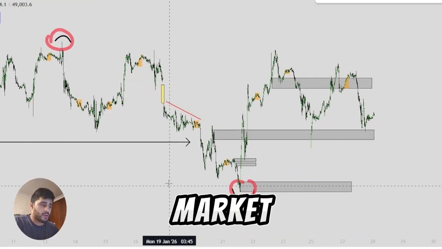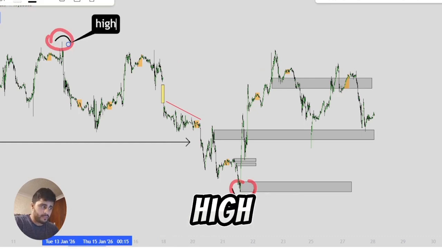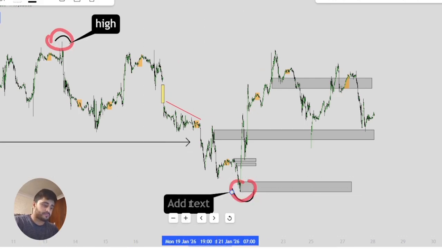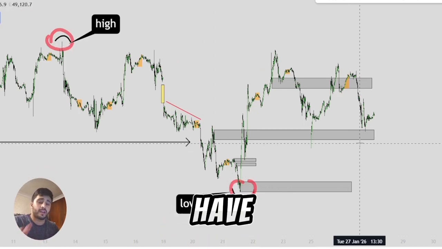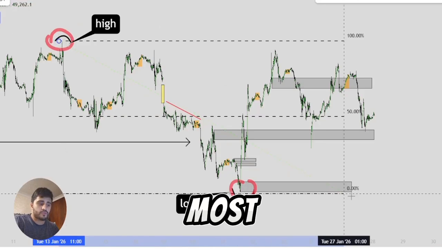So the first thing is market structure, right? Market structure is just about identifying the most recent high and the most recent low. And by identifying this, we have step two. Now, step two is the dealing range. The dealing range is the most recent high to the most recent low.